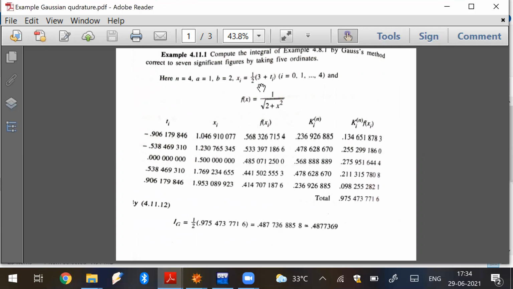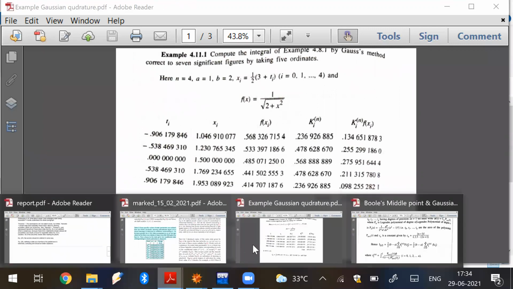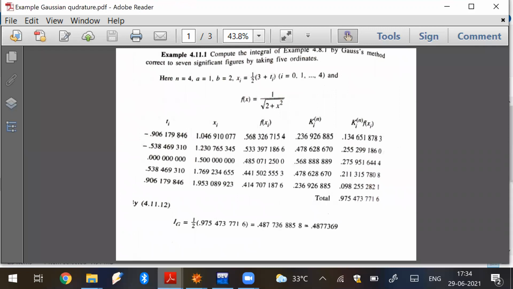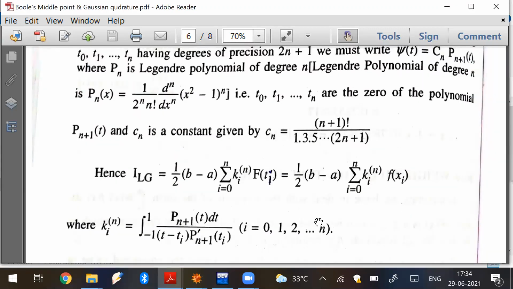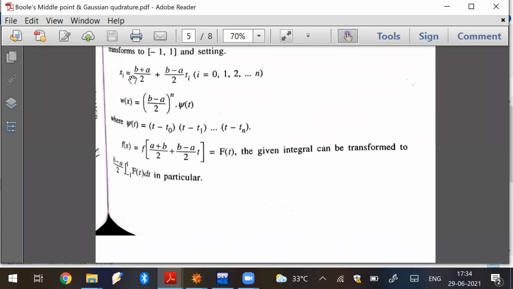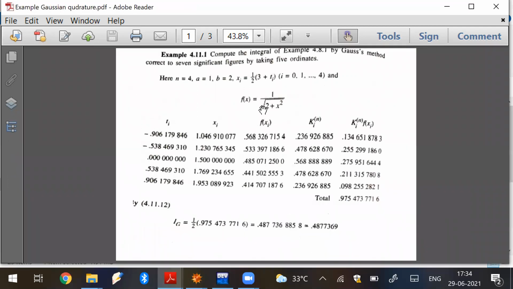xi is half into 3 plus ti. This is coming from (a plus b) by 2 plus (b minus a) by 2 into ti, just as I said here. This is the thing which you are using here. Once you use this, you will be getting this one. That is not an issue.